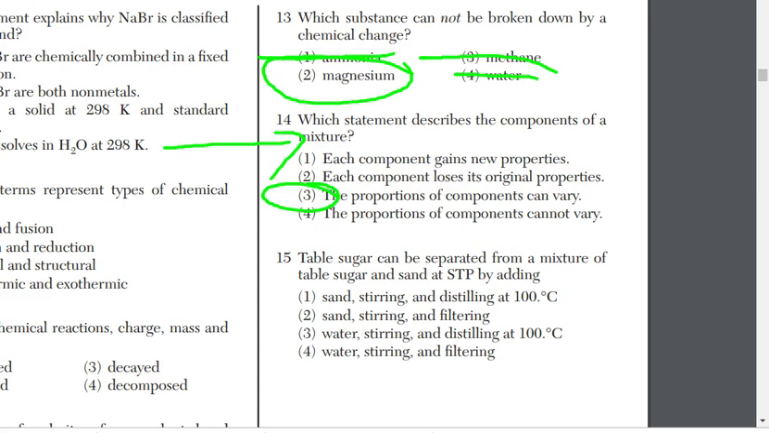Question 15, table sugar can be separated from a mixture of table sugar and sand at STP. Remember, STP means standard temperature and pressure. Table sugar and sand are going to be solids at room temperature. You're going to be able to separate these two because table sugar dissolves in water, sand doesn't. So what would you want to do? You're going to obviously put the mixture in water. The sugar will dissolve, the sand won't.